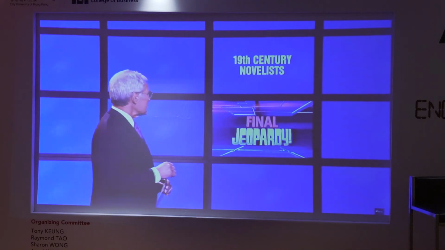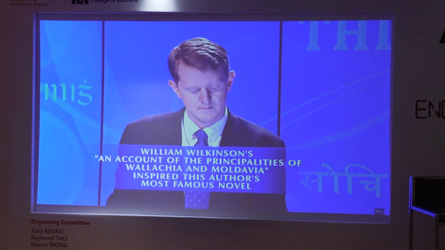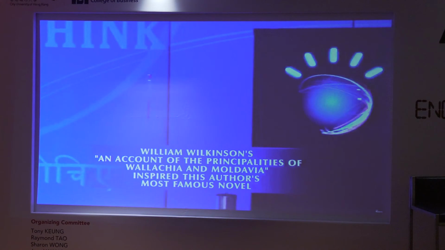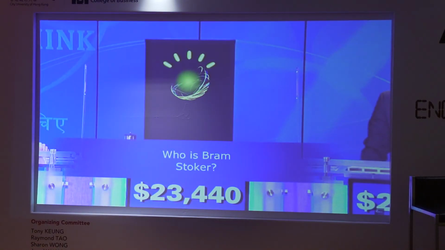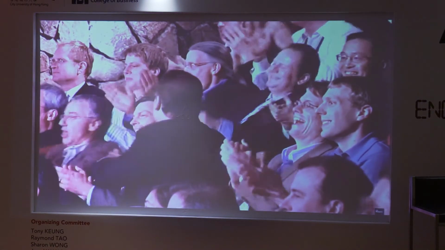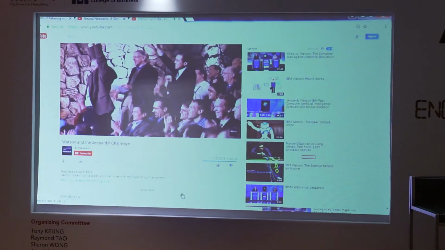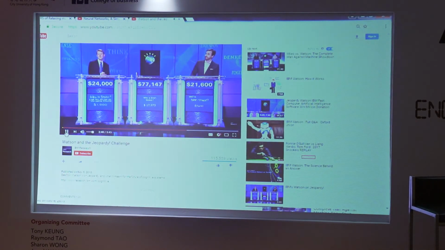The category is 19th century novelists. What Watson wants to do then is preserve the lead, not take a big risk, especially with Final Jeopardy, because just like for humans, Final Jeopardy is hard for Watson. Now we come to Watson, who is Bram Stoker and the wager. Hello, 17,973 and a two-day total.